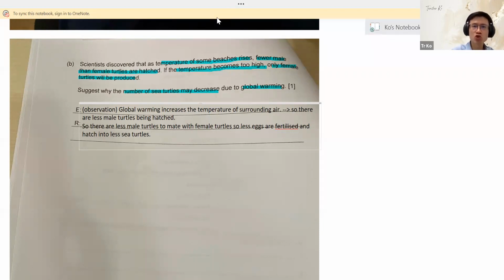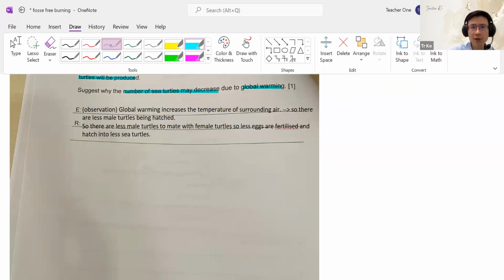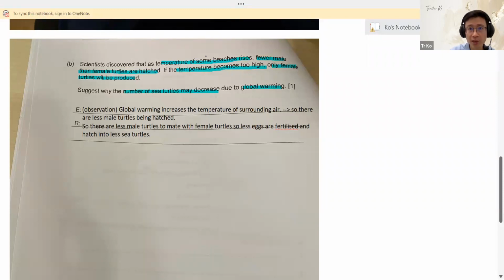Have I addressed, let me just write down this. Have I addressed the temperature rising? Yeah. Right. Have I addressed why the sea turtle population decreased? Have I addressed the global warming? I think we have addressed most of them. The only thing that I have not addressed is this one. If the temperature become too high, only female turtles will be hatched. This is the only thing that I didn't really address. Right? So if I want to address it, yes, I can, but looking at this is like 1 mark.